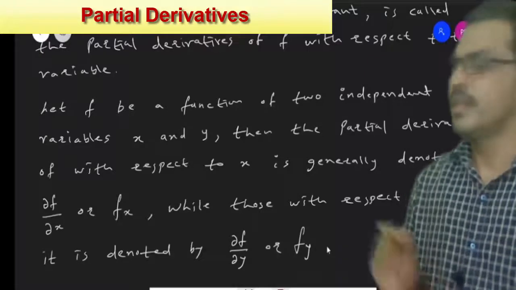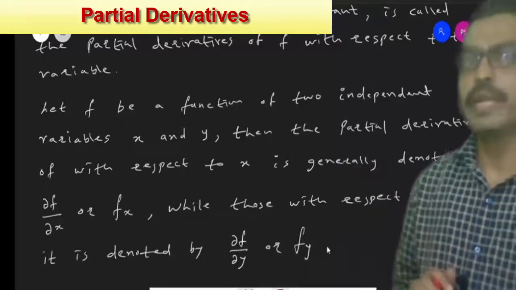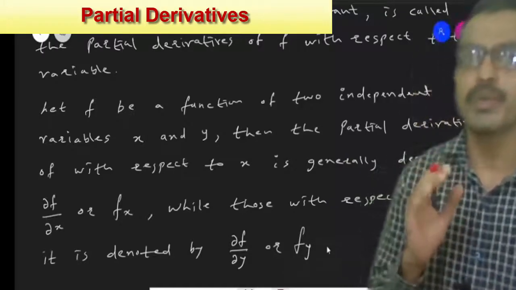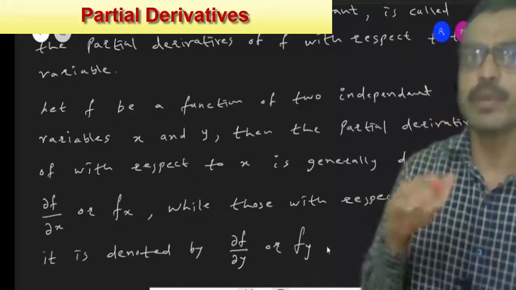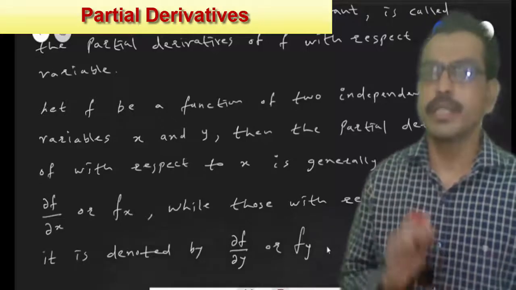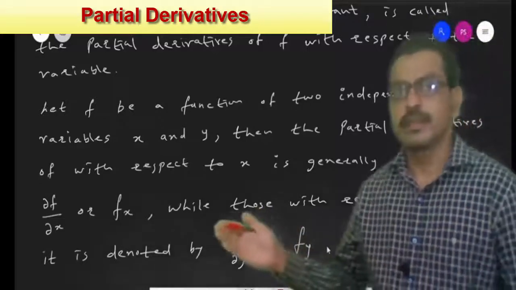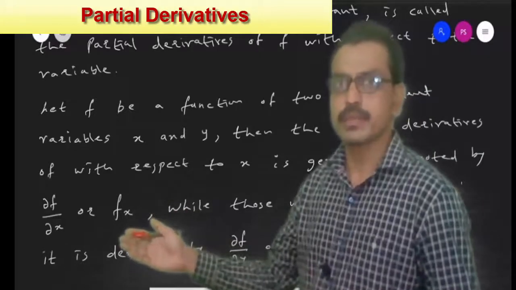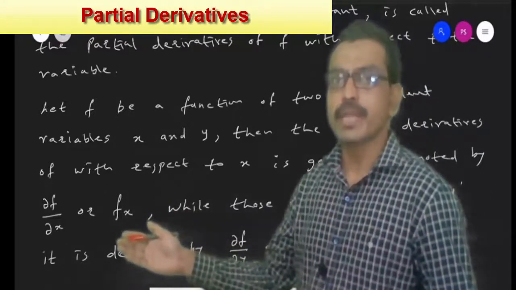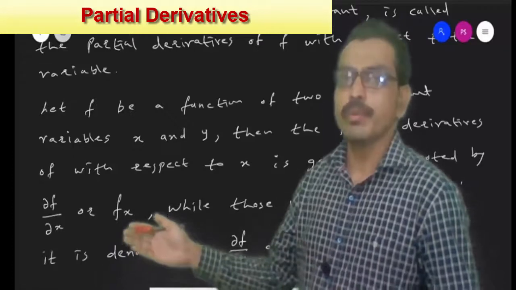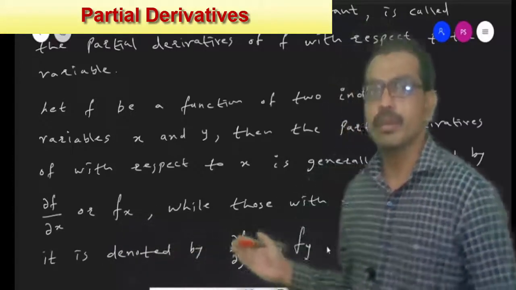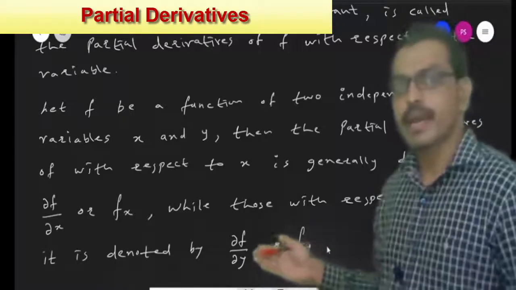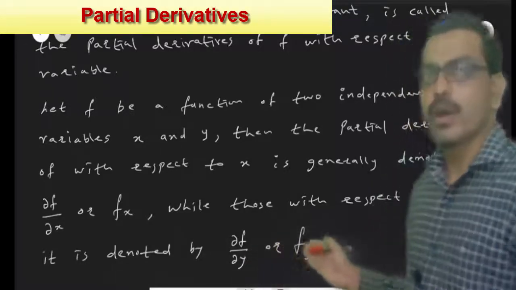Here, let f be a function of two independent variables x and y. Then the partial derivative of the function f with respect to x is denoted by del f by del x or f sub x, and the partial derivative of f with respect to y is generally denoted by del f upon del y or f sub y.